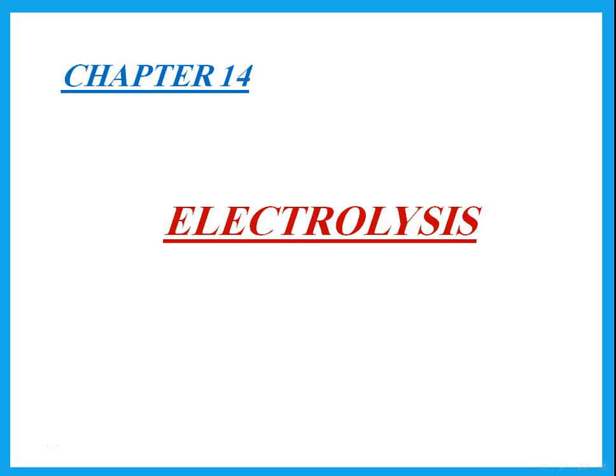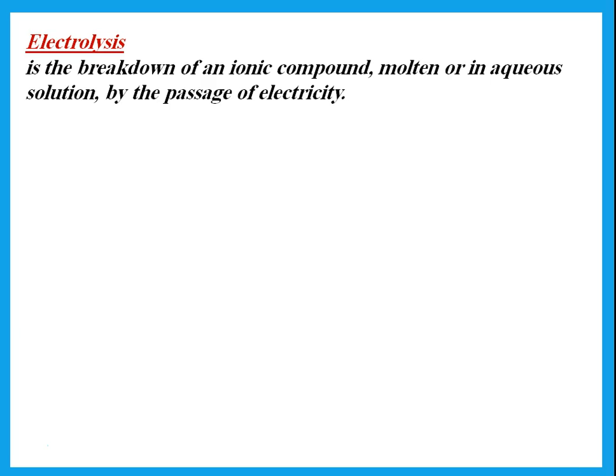Okay, hello again. This is the chapter on electrolysis, and we're going to see what electrolysis means. The process happening here is that electrolysis is the breakdown of an ionic compound using electricity. The ionic compound could be either molten or in solution. We pass electricity through it. This causes a breakdown of this compound to form different products. So this is what we call electrolysis. It is the breakdown of an ionic compound, molten or in solution, by the passage of electricity.